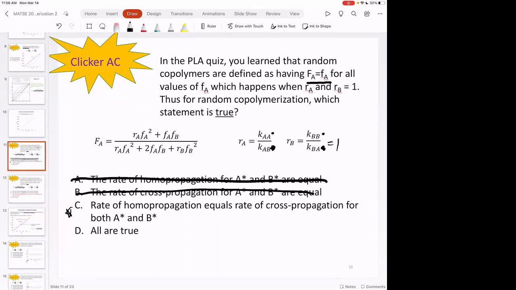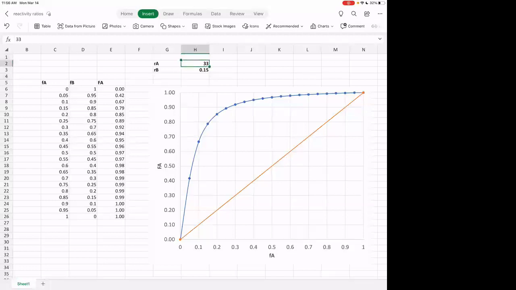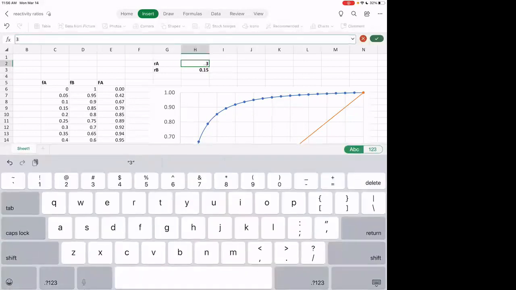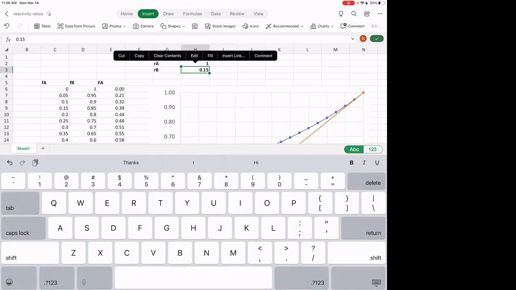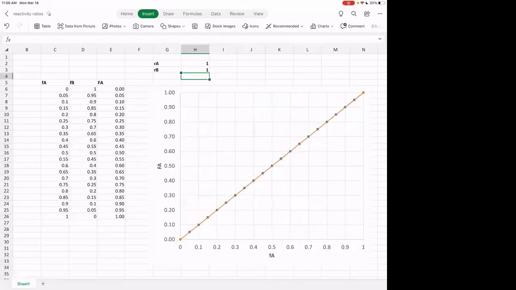Yes? What's the reason that compositional drift doesn't happen at all for the... Yeah, no, let's look. So for random copolymerization, we probably want to call this a random copolymerization, which leads to a random copolymer. But random copolymerization we know is special by definition. Okay, so this is what the curve looks like for a random copolymerization, right? RA equals 1, RB equals 1.